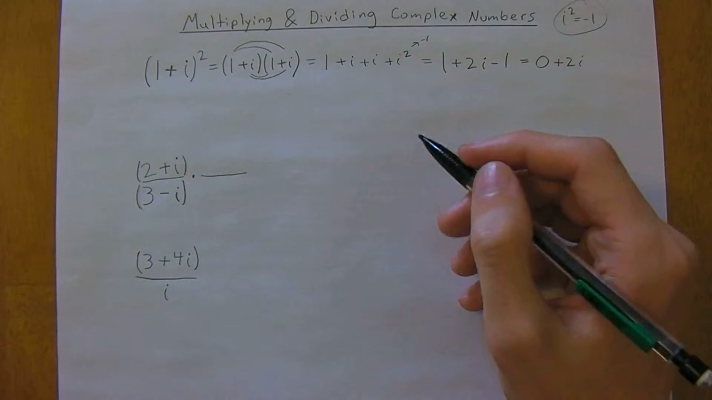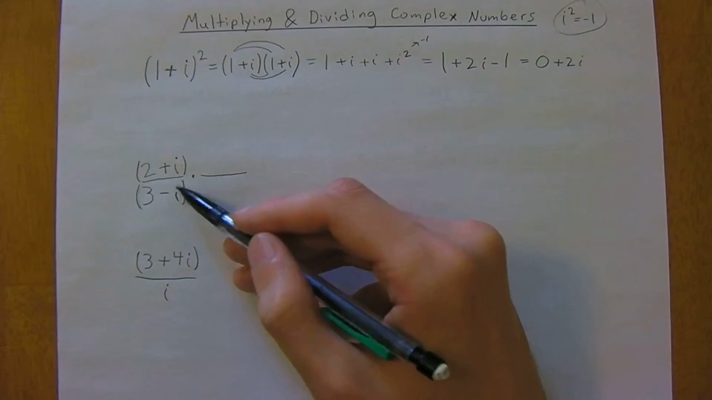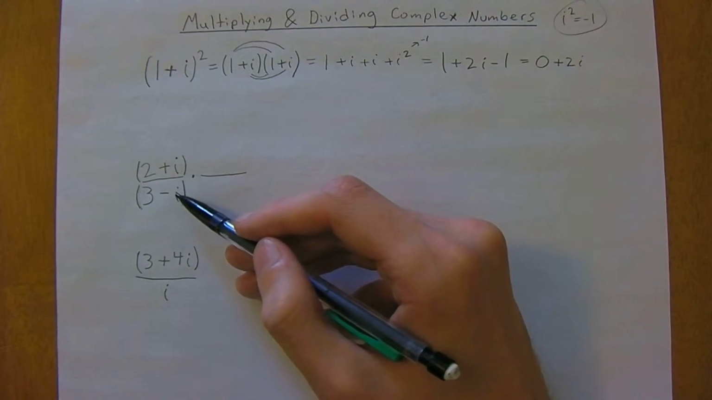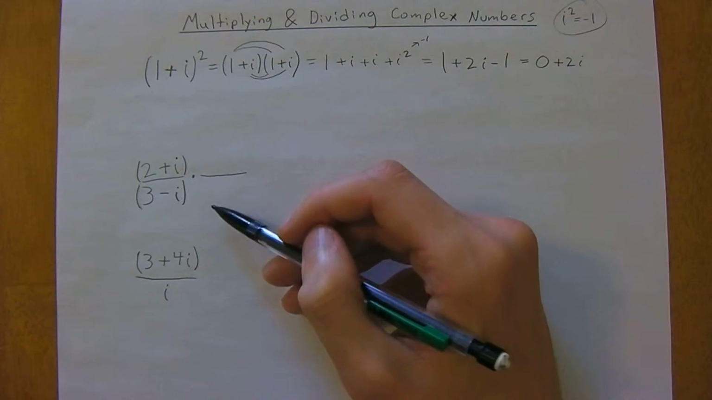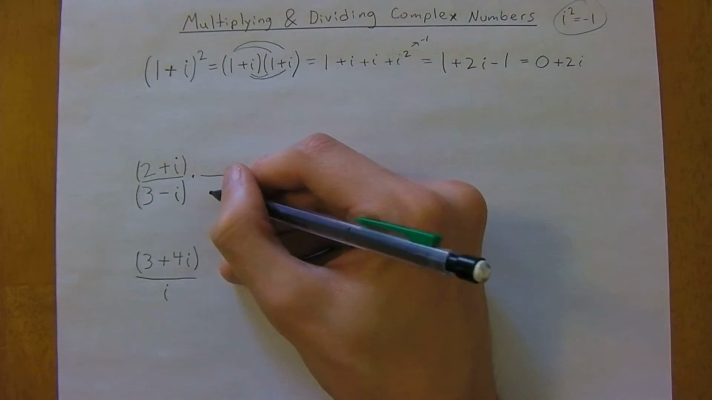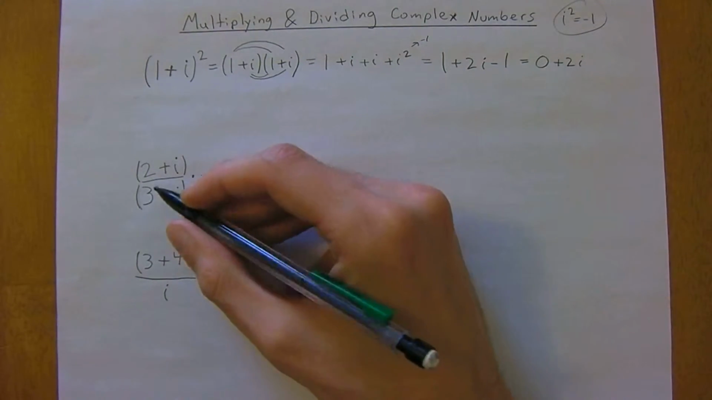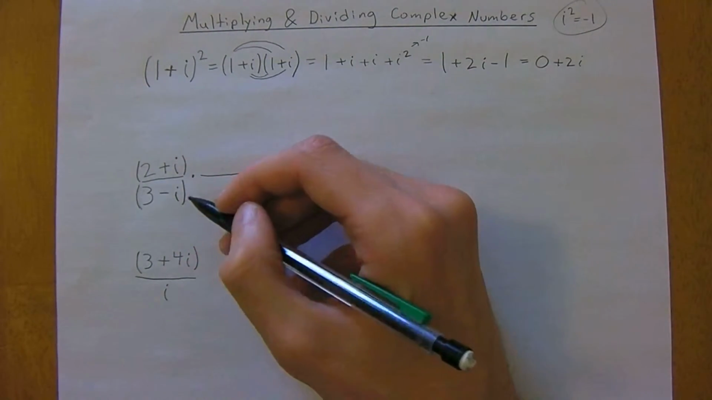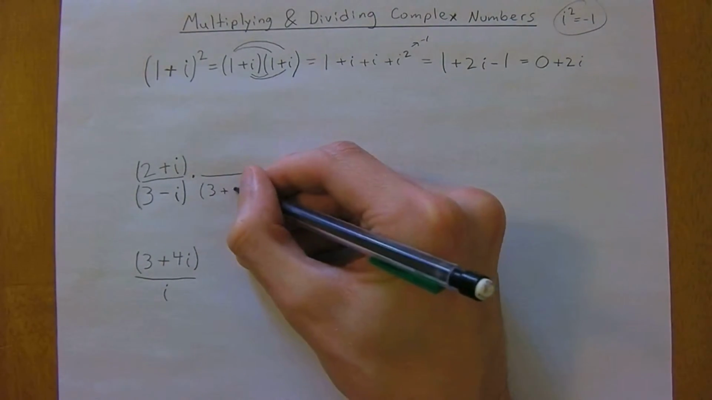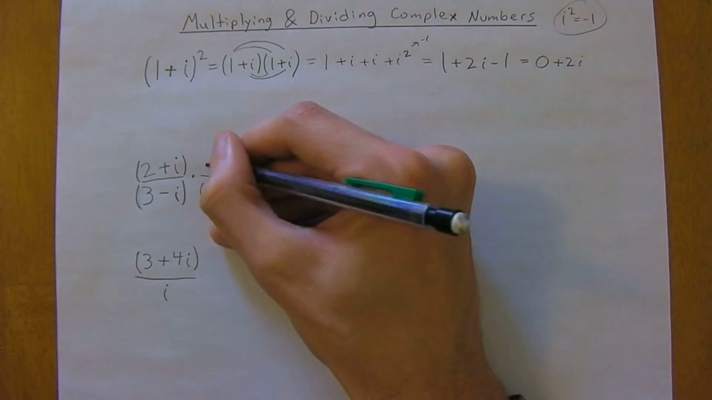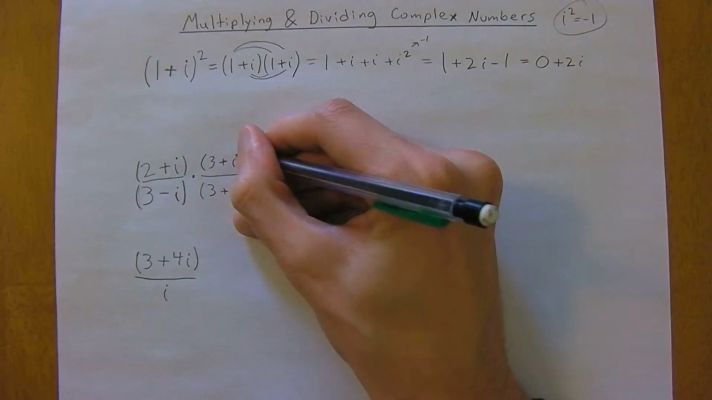But the trick to it is we take the conjugate, so we want to get rid of i in the bottom. And to do that, we're going to multiply the bottom, the denominator, by the conjugate, and the numerator by the conjugate of 3 minus i. And the conjugate of 3 minus i is just 3 plus i. So we're going to multiply both of those by 3 plus i.